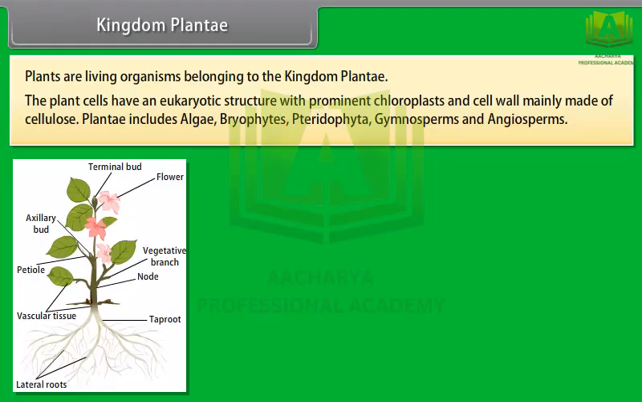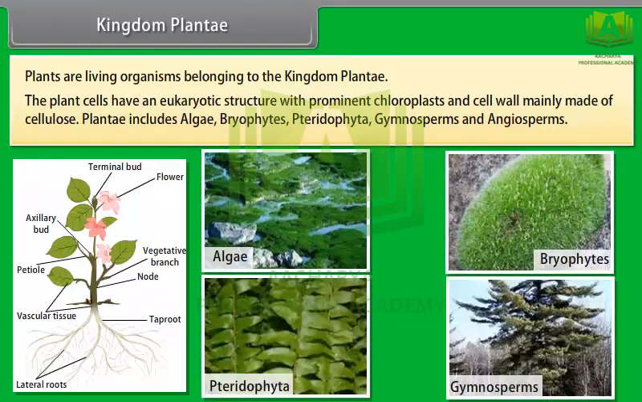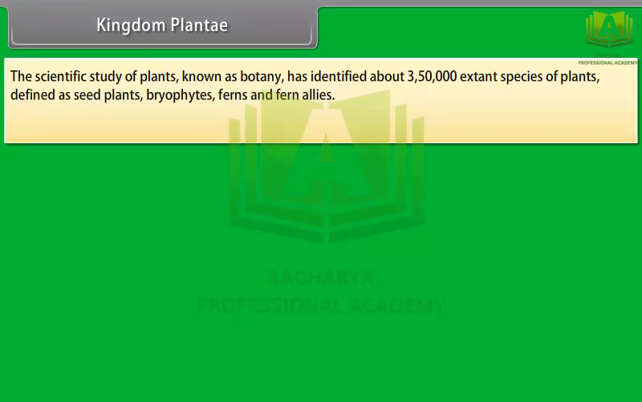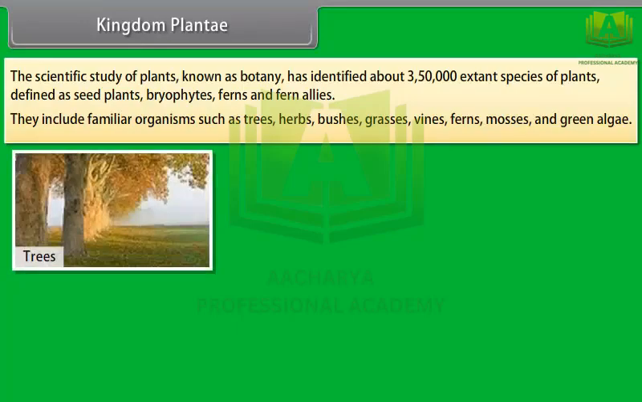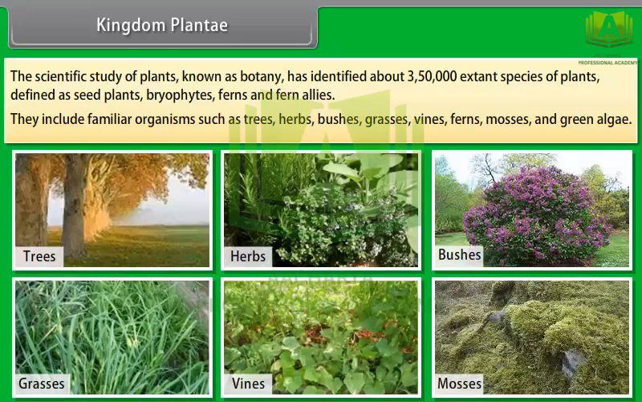The plant cells have a eukaryotic structure with prominent chloroplasts and a cell wall mainly made of cellulose. Plantae includes algae, bryophytes, pteridophyta, gymnosperms and angiosperms. The scientific study of plants, known as botany, has identified about 350,000 extant species of plants, defined as seed plants, bryophytes, ferns and fern allies. They include familiar organisms such as trees, herbs, bushes, grasses, vines, ferns, mosses and green algae.